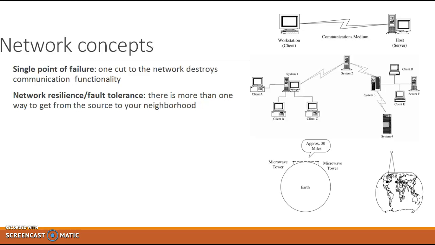And what do you mean by network resilience? Network resilience refers to the power of a network, that even if some of the nodes are disconnected, it still works. There is more than one way to get from the source to your neighborhood. It means if one way is blocked, you can take an alternate way, just like common traffic in a society.